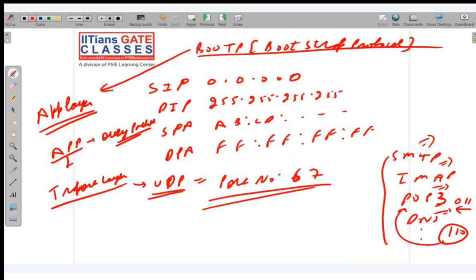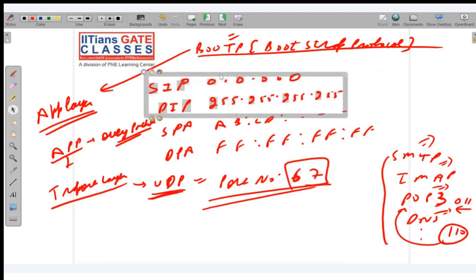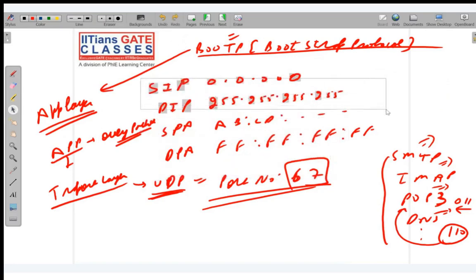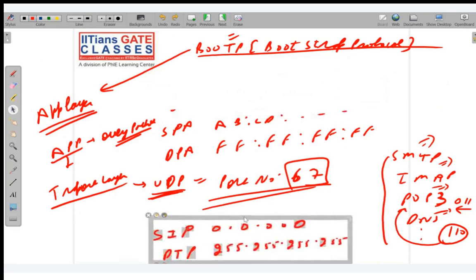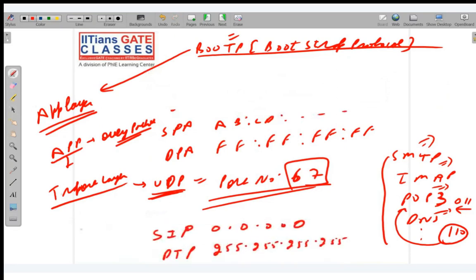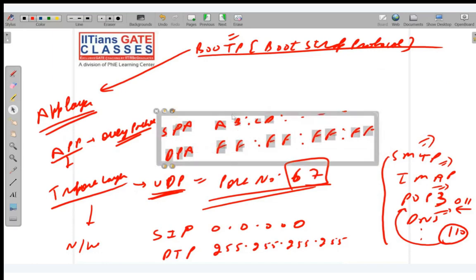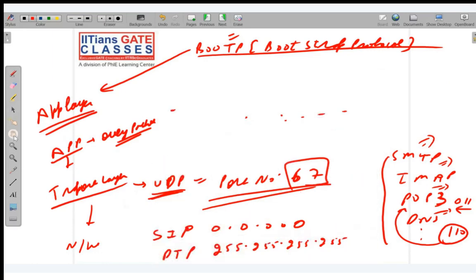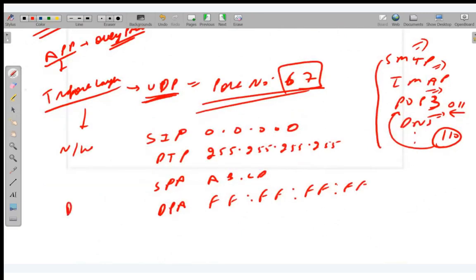At the transport layer UDP is used and port number is 67 for this BOOTP protocol. And then after the transport layer we have the network layer. At the network layer we will use SIP as all zeros and DIP as all ones. This is done at the network layer. And then we have the data link layer. At the DLL we will use this.